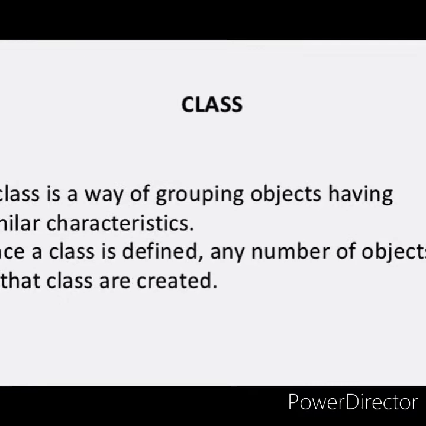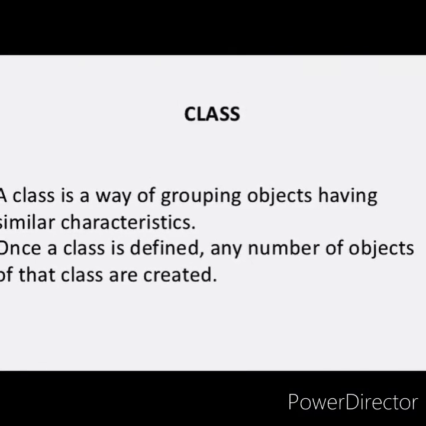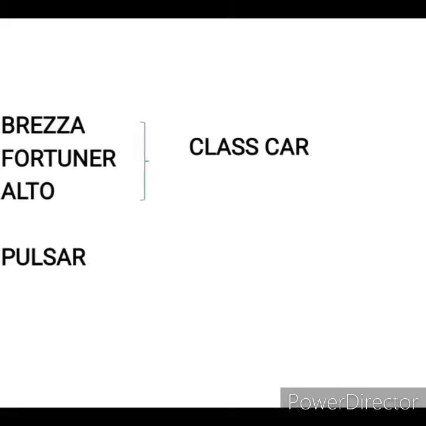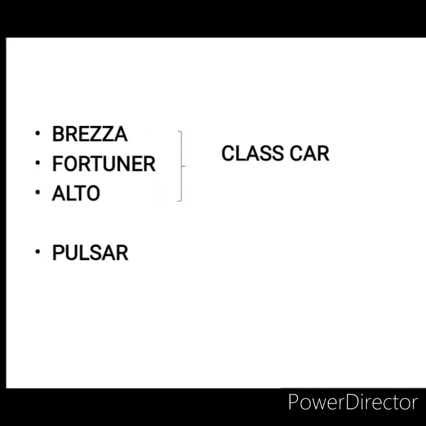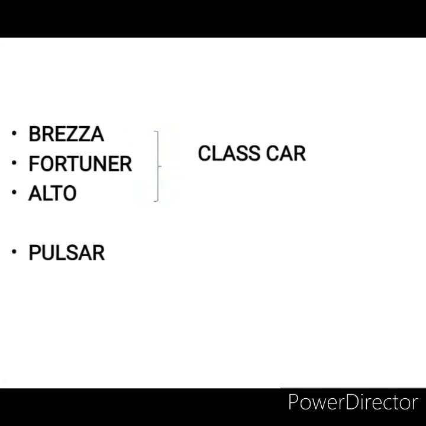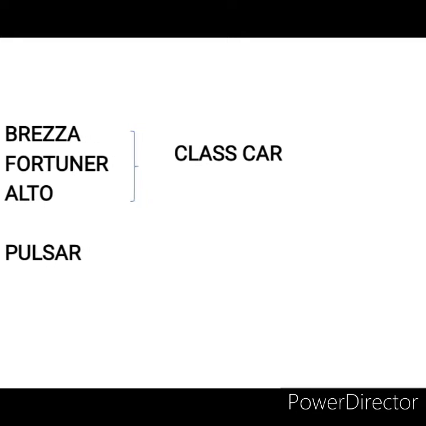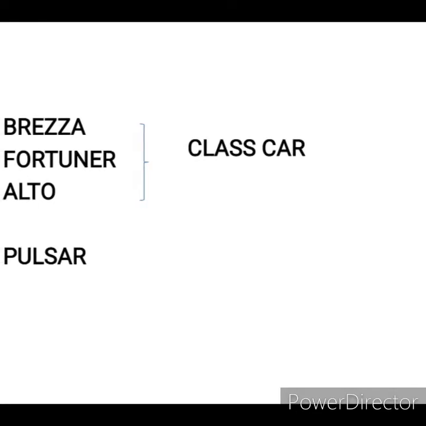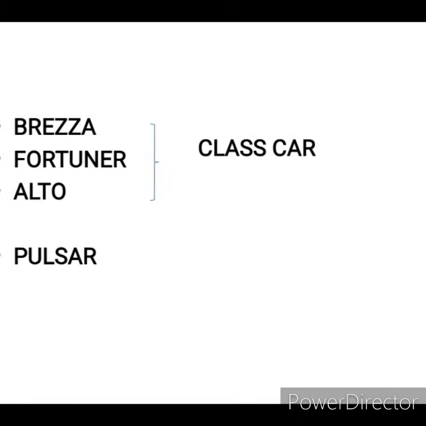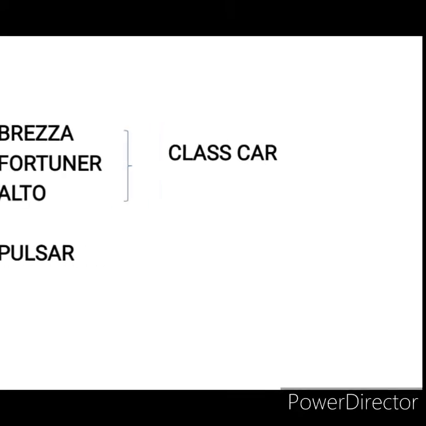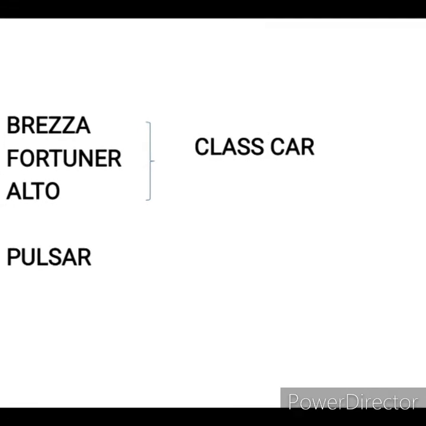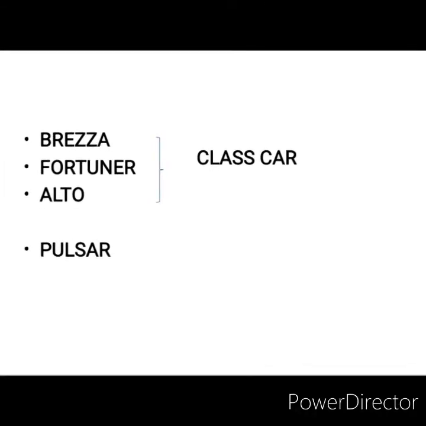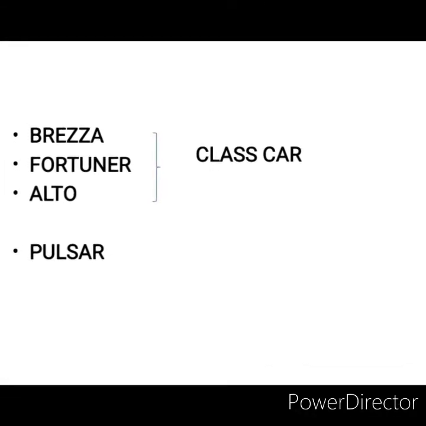So, all the mobile phones have some similar properties. All these mobile phones can be grouped together as a class. So, what is the definition of a class? A class is a way of grouping similar objects, or a way of grouping objects which have similar characteristics or properties.